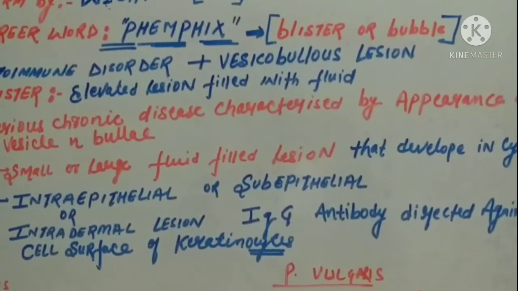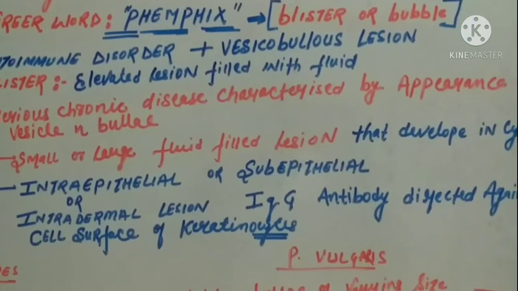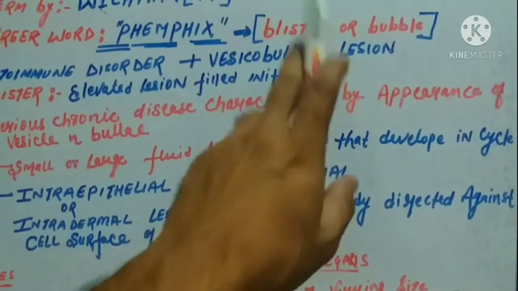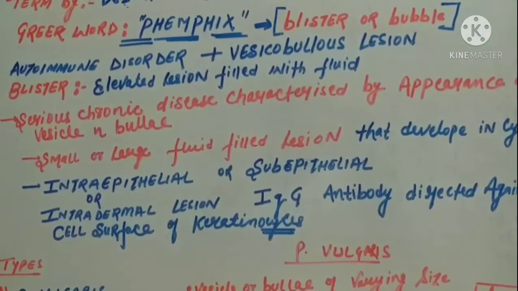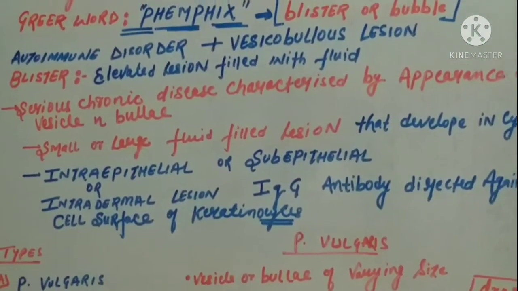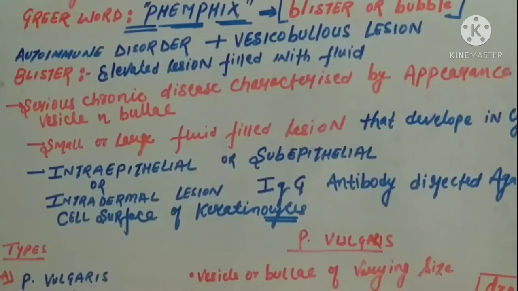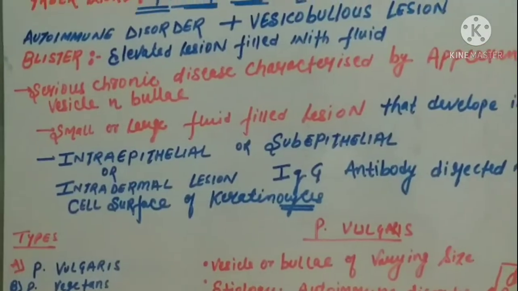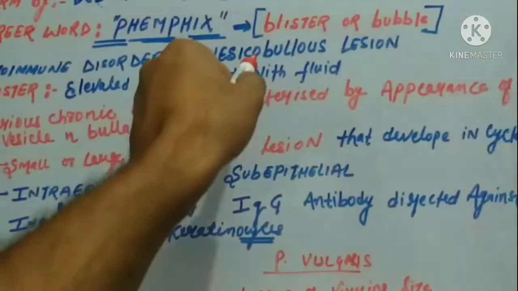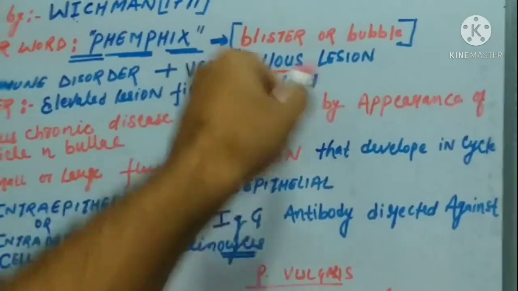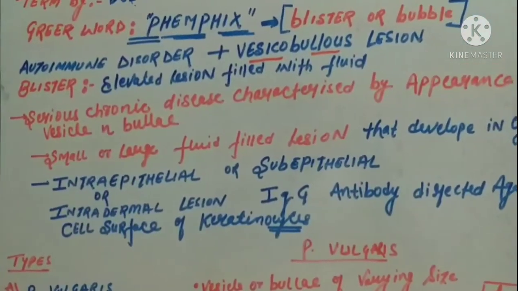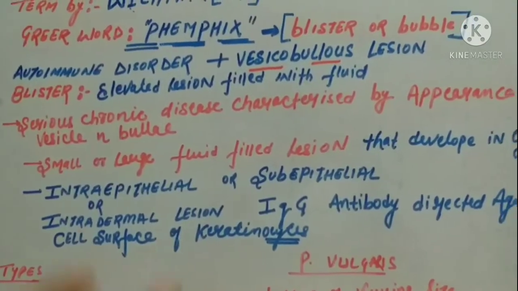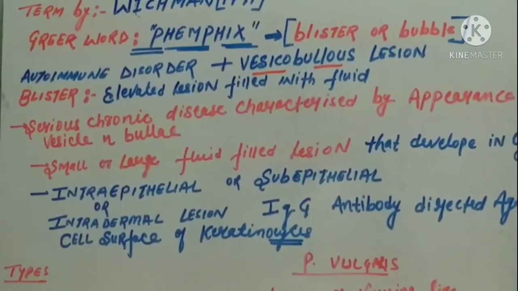According to the book Shafer's or Neville's, it is a vesiculobullous lesion. You must be thinking, what is a vesiculobullous lesion? Yes, you should divide it into two parts, the vesiculo and the bullous. Vesicle means any small fluid filled blister, and bullous means a large lesion.